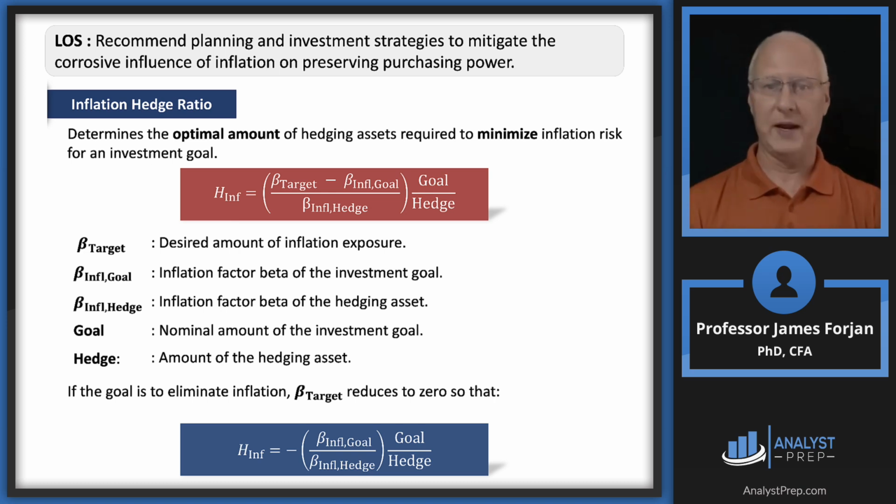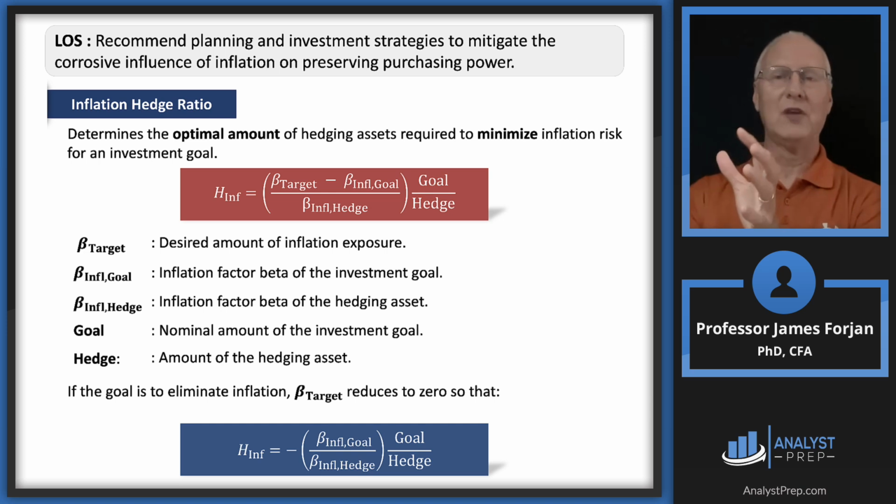We've got this target beta minus our actual beta, and then we're going to divide that by the hedged beta. That makes perfect sense. Remember what we did in futures contracts. We had the target beta minus the portfolio beta, and then divided by the beta of the futures contract. I'm talking about an equity hedge, obviously.